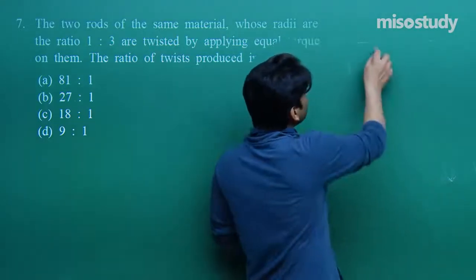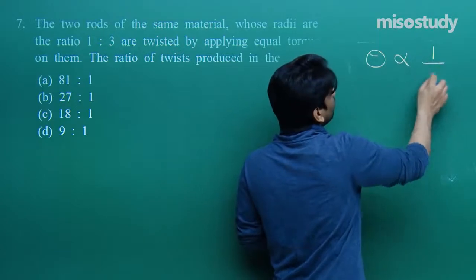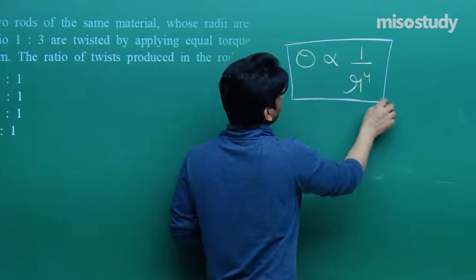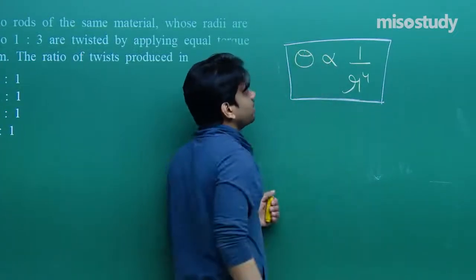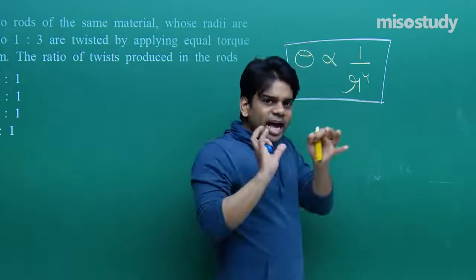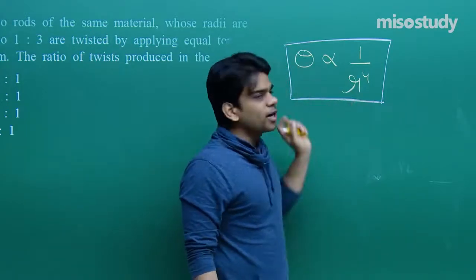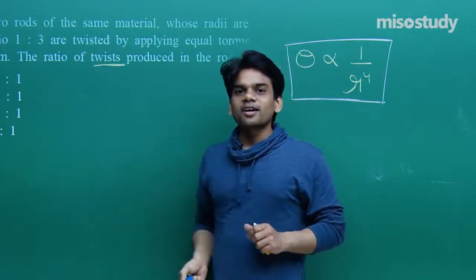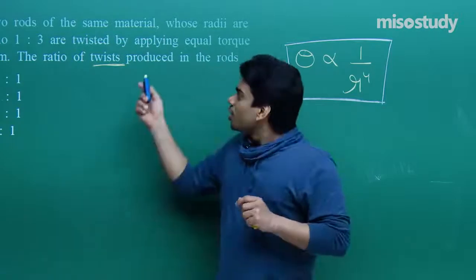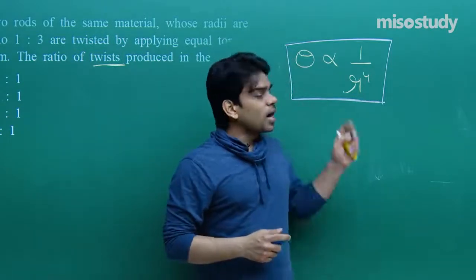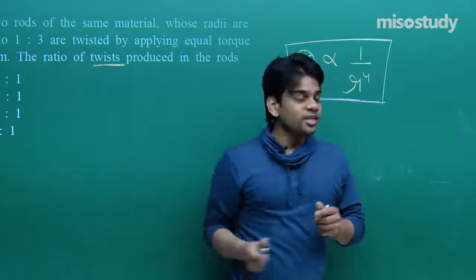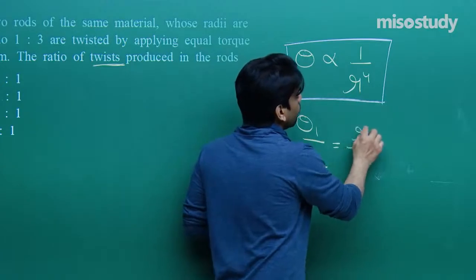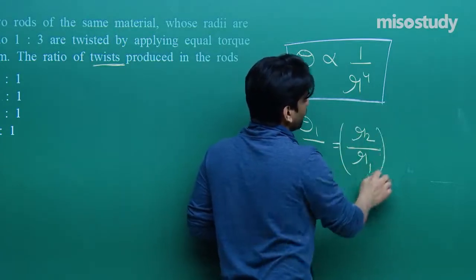The angle that has twisted is proportional to 1 upon r to the power 4, for equal torque. Note this; this is what we will be applying here. Theta, the angle of twist, is inversely proportional to r to the power 4, where r is the radius of the wire. So we need to find theta 1 by theta 2, which will be equal to r2 by r1 to the power 4.